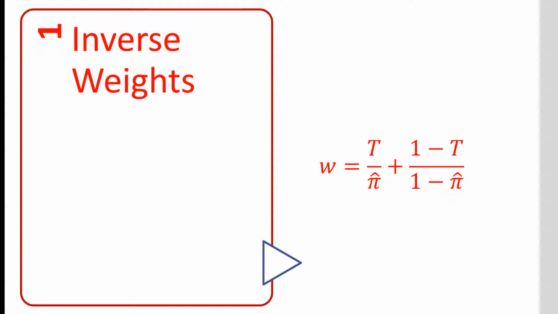This formula shows how each patient will be weighted using inverse propensity weights. T is a binary variable indicating if the patient is treated. It is 1 when treated and 0 otherwise. Pi hat is the predicted propensity of the patient. This comes from the regression that we showed earlier. W shows the weight for the patient.